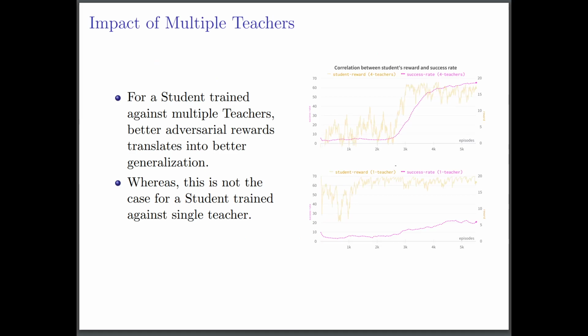The following graphs demonstrate the correlation between the student's adversarial reward, that is, the reward that it gets by beating the teacher, and the success rate on unseen goals. For a student trained against multiple teachers, it is observed that there is a strong correlation between the adversarial rewards and the generalization, whereas this is not the case for a student trained against a single teacher. This shows that with multiple teachers, a diverse curriculum is generated, which helps in the generalizability.